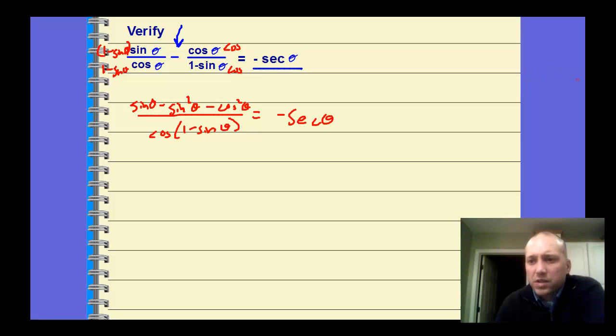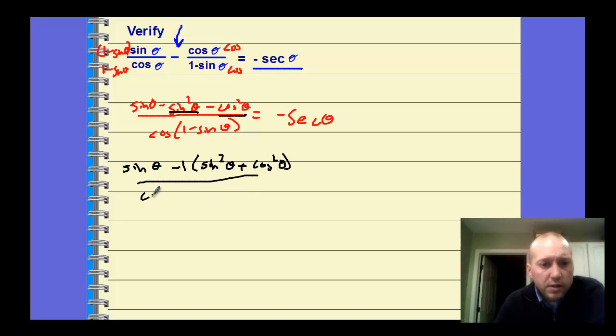So then I'm trying to figure out, do I see anything occurring here? And I do notice a sine squared theta and a cosine squared theta, but they're both negative. So let's factor out a negative 1 from those two values. And that just changes the sign of those to both positive, which we should recognize. Our denominator stays the same, and it's still trying to equal negative secant theta. So now I see that this quantity here is actually 1. So 1 times negative 1 is just negative 1. So I'm getting sine theta minus 1 over this.